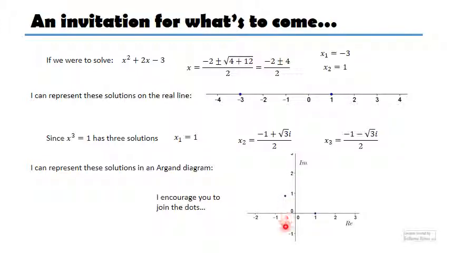And of course, you can see there's a bit of a geometric shape hiding here. It's an equilateral triangle. You're going to get all these wonderful geometric shapes the moment that you start plotting the solutions to a polynomial in an Argand diagram. And that's something that I think is kind of interesting and neat.